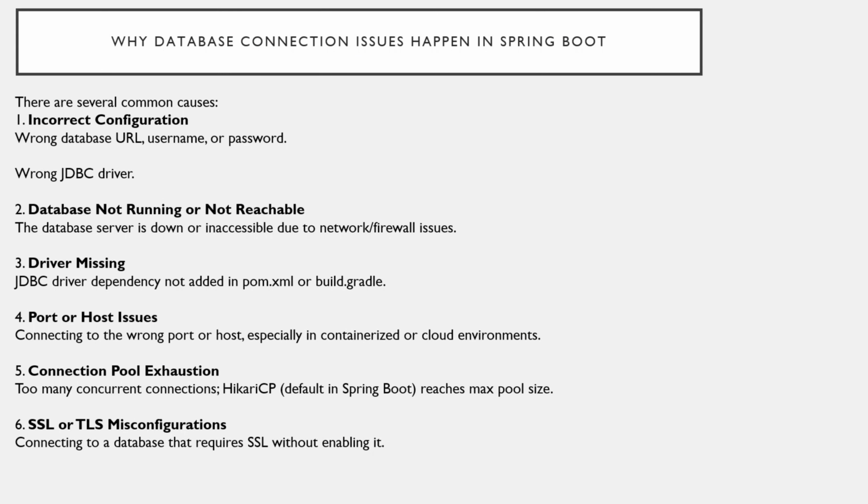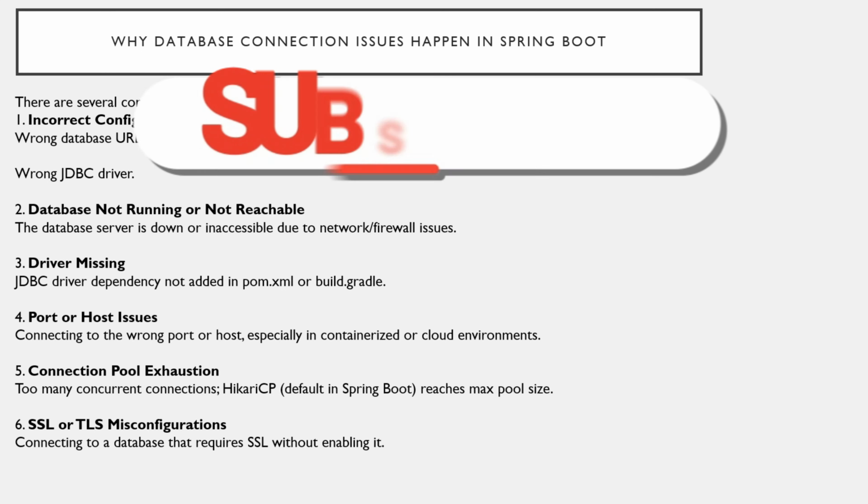Now, the very first thing we will be looking into is why the database connection issue happens in a Spring Boot application, right? There might be several reasons and common causes. The very first thing is incorrect configuration. There might be a wrong database URL, or a wrong username and password you have written, right? Or there is also a possibility you have given a wrong JDBC driver as well.